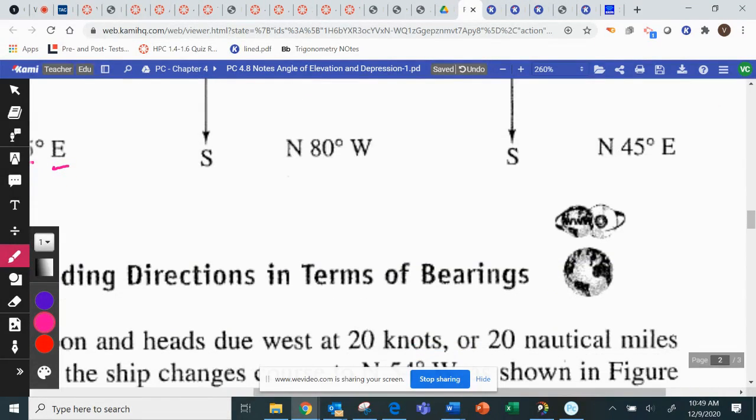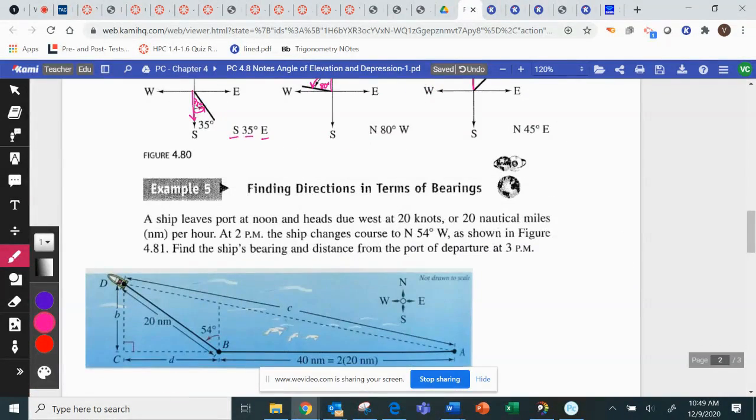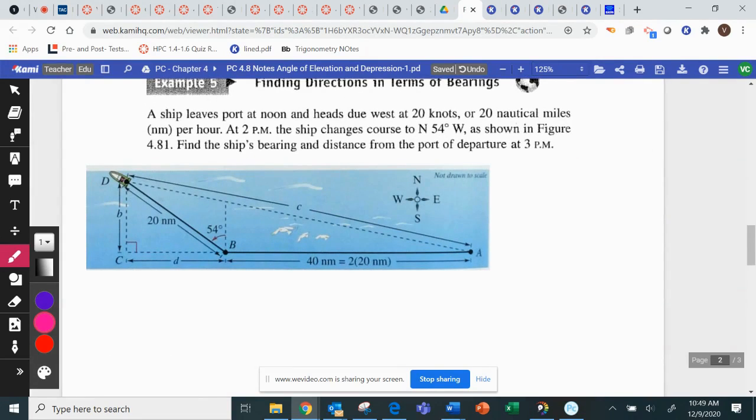Now we're going to go with a super complicated question. Ready? We have a ship that leaves port at noon and heads due west at 20 knots, which is 20 nautical miles per hour. At 2 p.m., the ship changes course to north 54 degrees west, as shown in this figure. Find the ship's bearing and distance from the port of departure at 3 p.m.